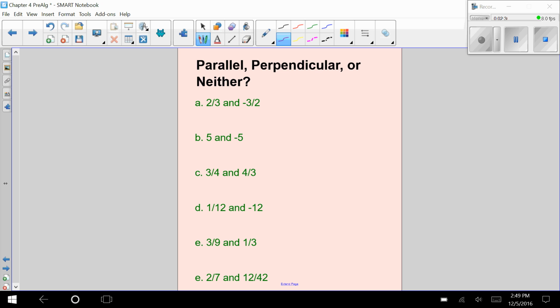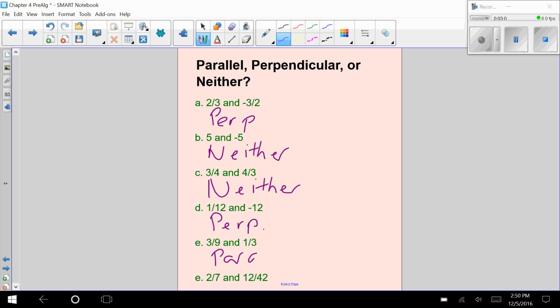All right, the first set, 2/3 and -3/2, are opposite reciprocals, so those are perpendicular. 5 and -5, they're not the same, they're not opposite reciprocals, they are neither. 3/4 and 4/3, they are reciprocals, they are not opposite reciprocals, so they are neither. 1/12 and -12 actually are opposite reciprocals, so that is perpendicular again. 3/9 and 1/3. 3/9 simplifies to 1/3, so those are parallel. 2/7 and 12/42. 12/42 simplifies to 2/7, so those two again are parallel.